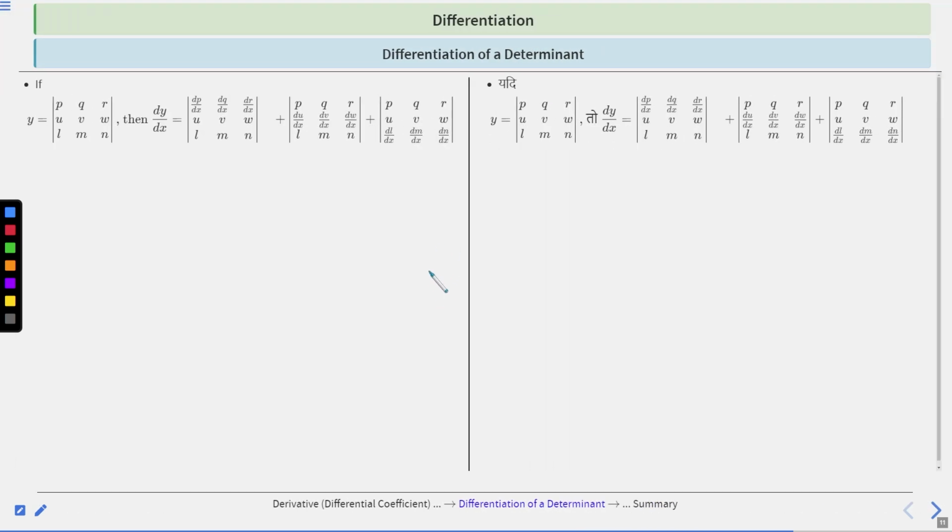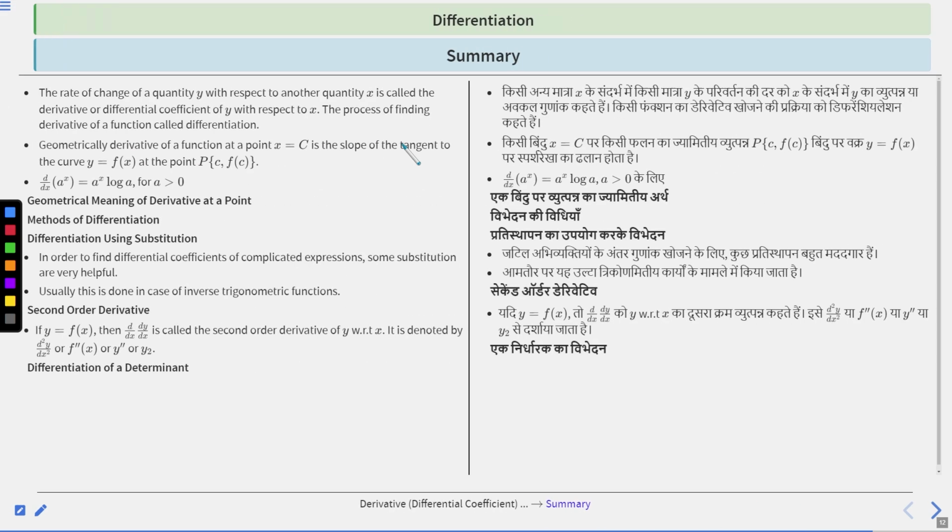Next is differentiation of a determinant. Suppose you are given a determinant y is equal to determinant of p q r, u v w, l m n. Then dy by dx can be calculated as determinant of dp by dx, dq by dx, dr by dx, u v w, l m n, plus determinant of p q r, du by dx, dv by dx, dw by dx, l m n, plus determinant of p q r, u v w, dl by dx, dm by dx, dn by dx, right? Addition of these determinants. Clear? So this is basically the method of differentiation of a determinant, right? Okay. So let's move to the summary of this chapter.